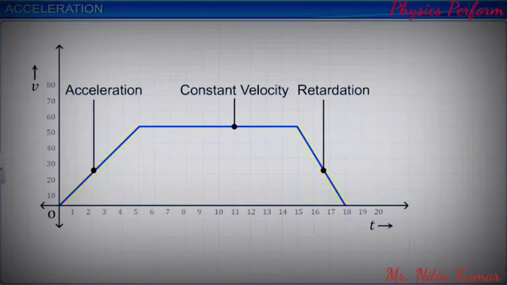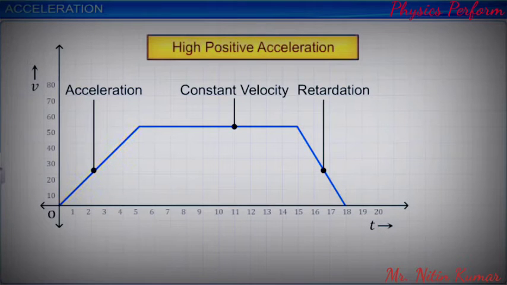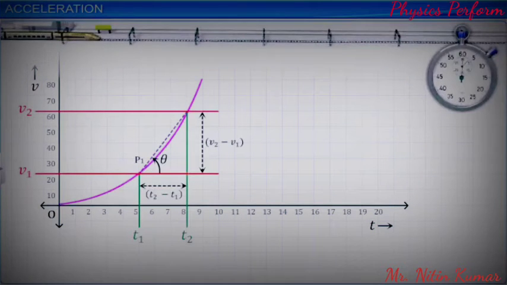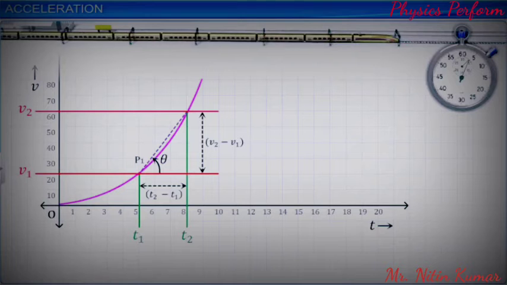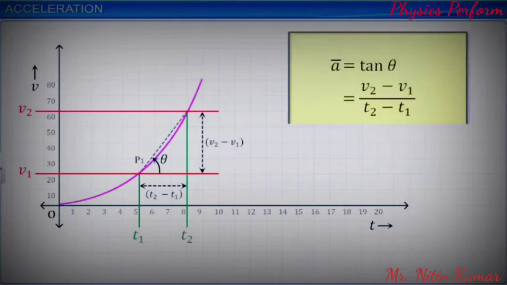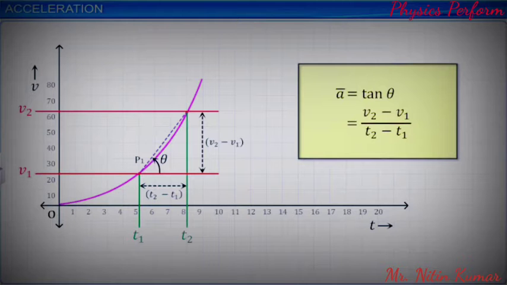The first and the last part of this train's motion have high positive acceleration and very high negative acceleration or retardation. Acceleration of a body is the rate of change of its velocity with time. The average acceleration a-bar is defined as the change of velocity divided by time.